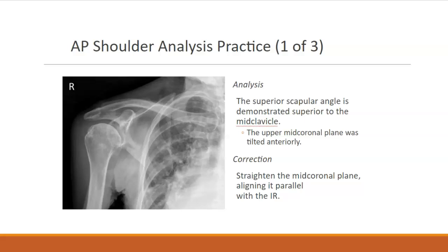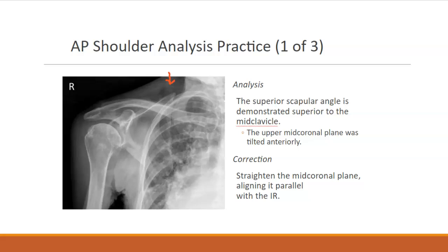The first thing we want to indicate is, is there any rotation or is there any tilt? When looking for tilt, we should recall that we want to look at this superior angle of the scapula. It is demonstrated superior to that mid-clavicle.